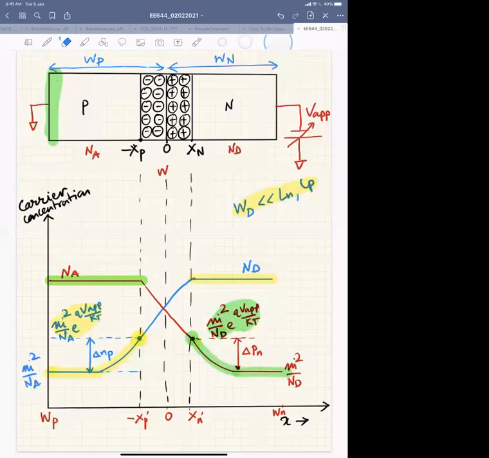Sir, when we started with the equation that n equals nc e to the power... can you please speak loudly? I could not hear properly.